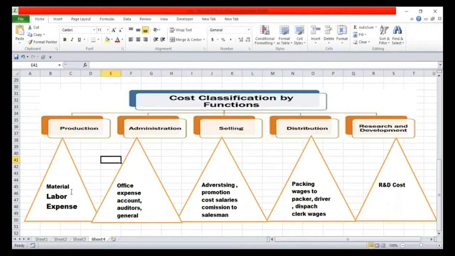When they convert raw material into finished goods, we definitely reward them in the form of wages and salaries. So this amount of reward will be called labor cost. And the third cost that we incur during the production process or production function is expenses. These expenses are neither material cost nor labor cost, but are very essential to be incurred.